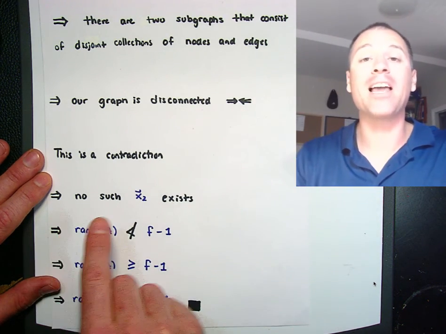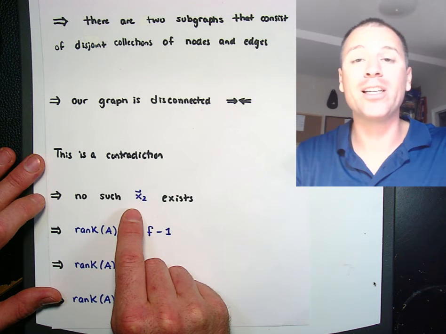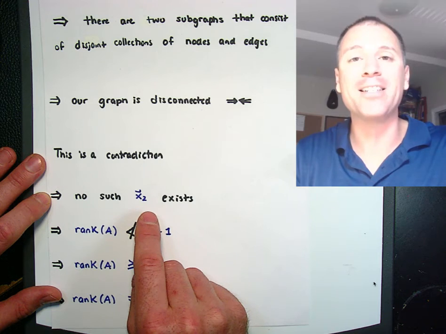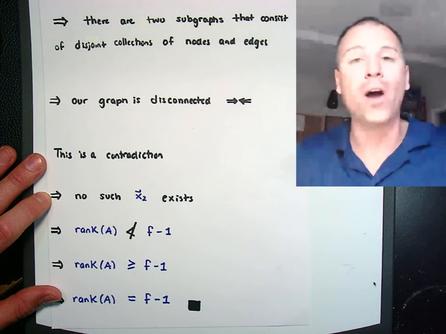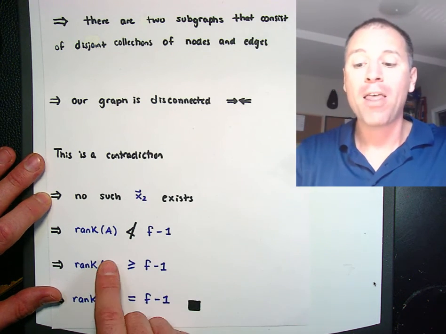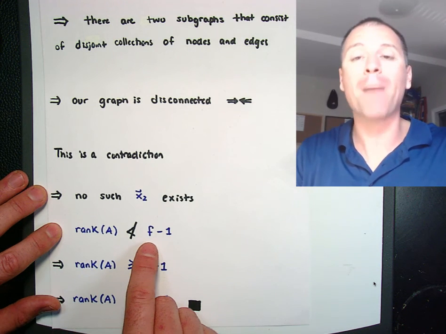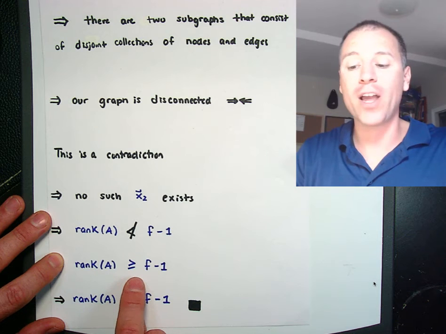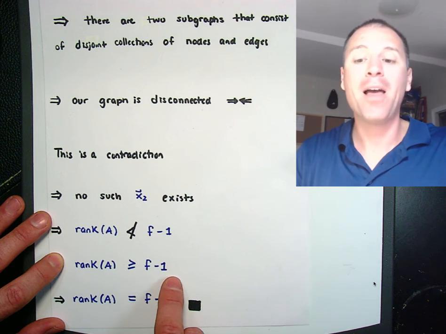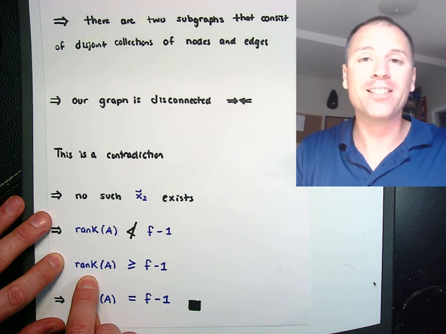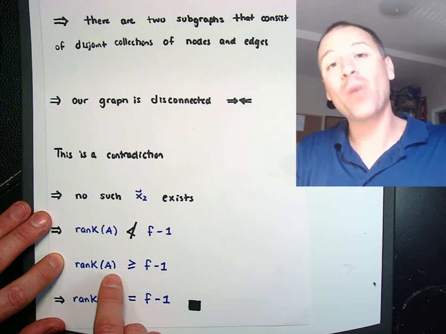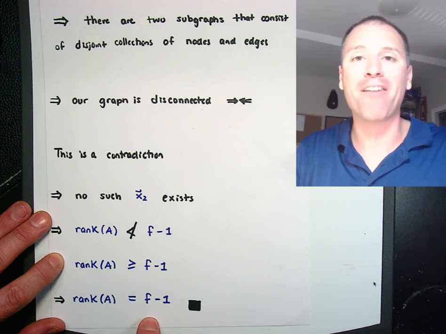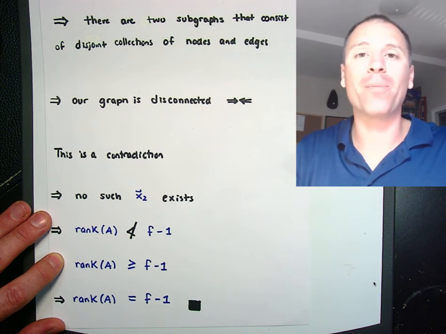This immediately means that no such non-zero x2 exists, or the only non-zero x that sends A to 0 is the x with all ones in the entries. That means that the rank of that matrix cannot be less than f minus 1, which means the rank of the matrix is greater than or equal to f minus 1. But now we have the rank of the matrix is less than or equal to f minus 1 and greater than or equal to f minus 1, which means the rank of that matrix is exactly f minus 1. That was the theorem that we were going to prove.